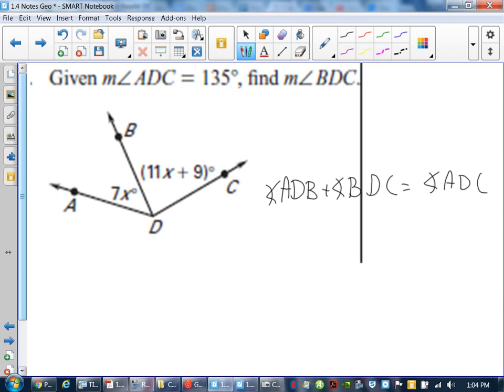Yes, ma'am? Where are the x values? I can't see, just degree symbols. Oh, yeah, it says 7x degrees. A lot of the textbooks will do that because whatever it winds up being, it's going to be some degree value, but we don't know.